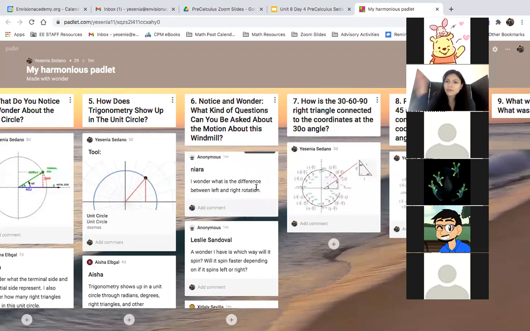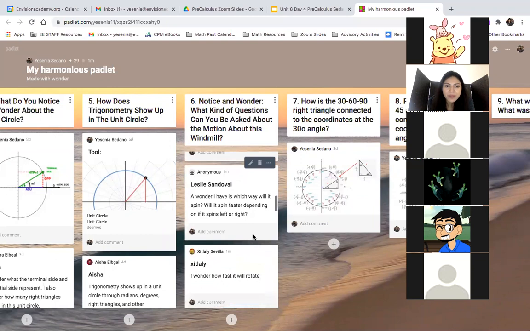So if it's going counterclockwise, we're talking about it moving towards the left, that would be positive angles. Going clockwise would be moving to the right, I think, if I'm understanding that right, and that would be a negative angle. So that's an amazing, good question.